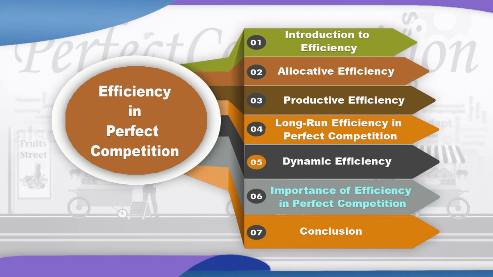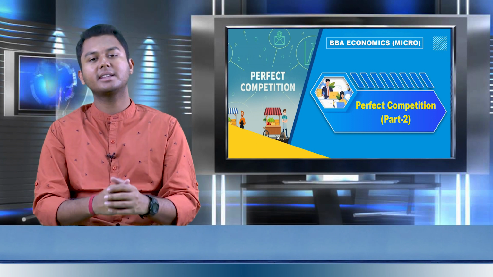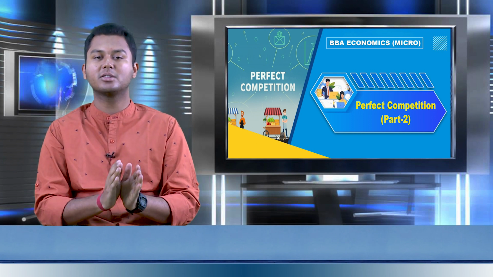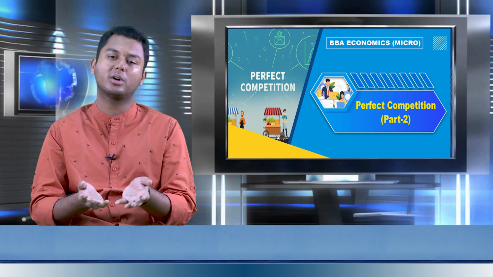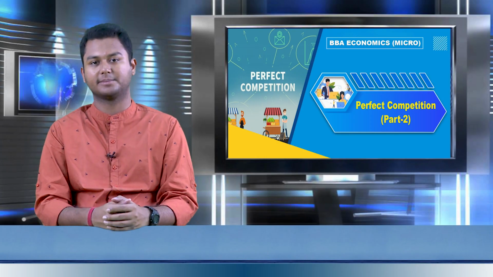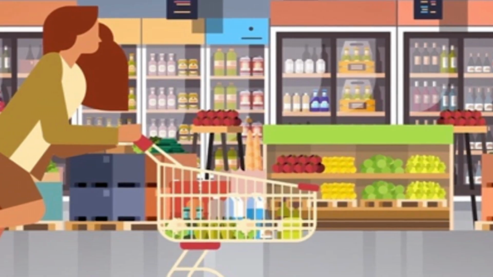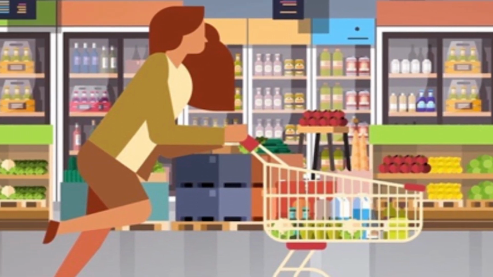Now, looking at the importance of efficiency in perfect competition, the first aspect is consumer welfare, which is pretty understandable. The efficiency in this market ensures that consumers first pay the lowest price possible and the quantities represent consumer preferences, that is whatever they want. This maximizes consumer welfare as consumers get best value for their money.